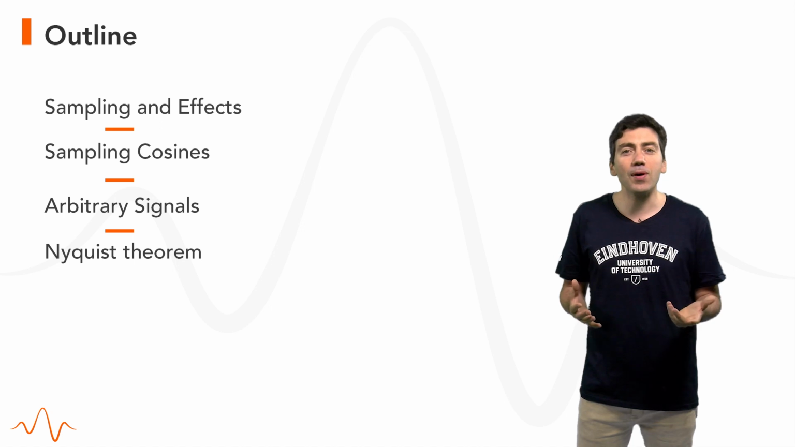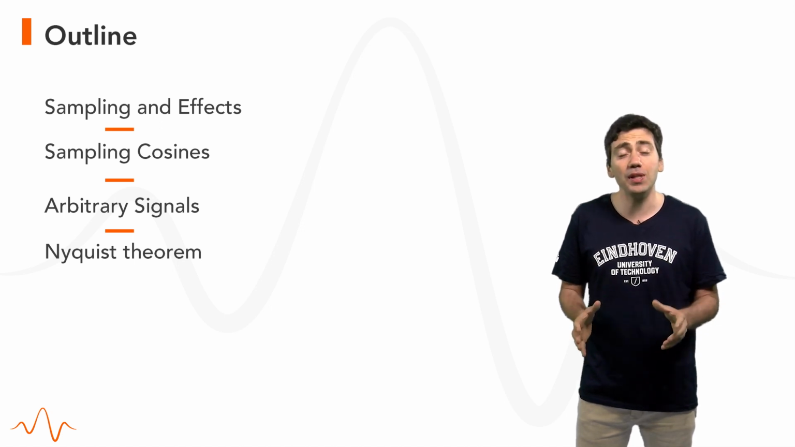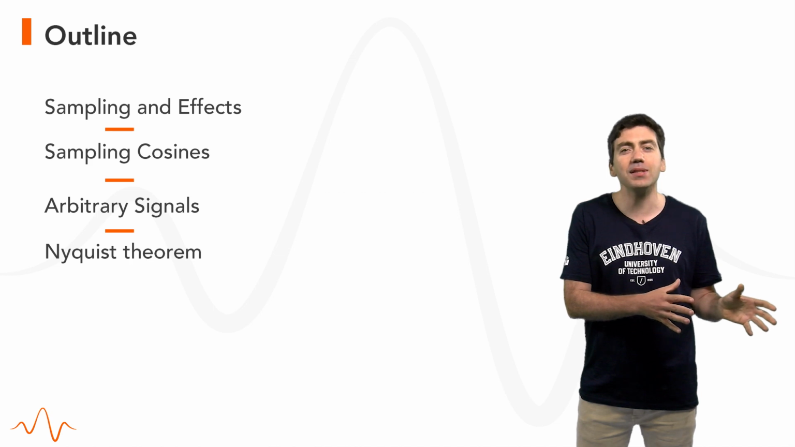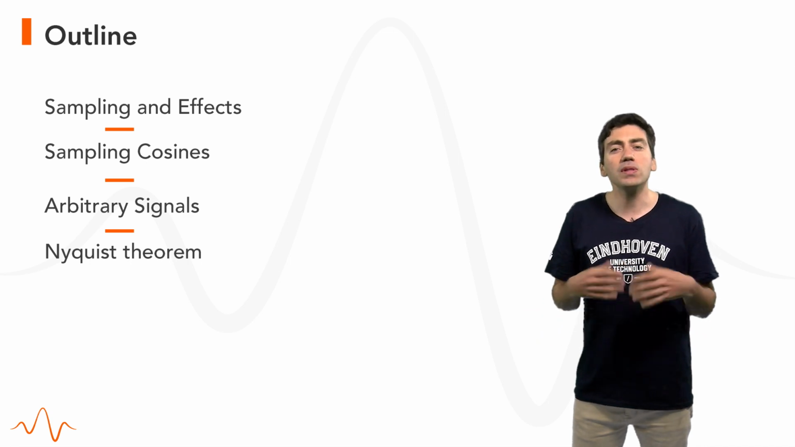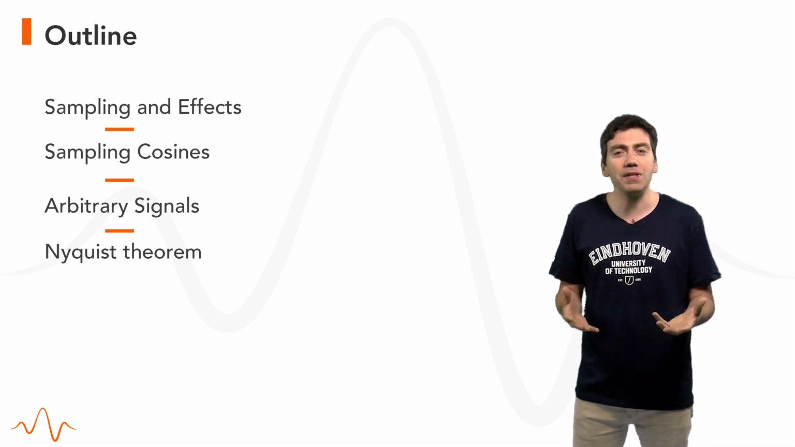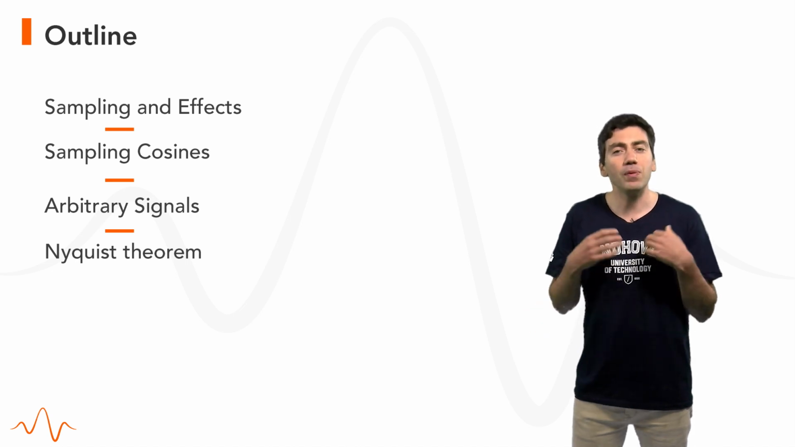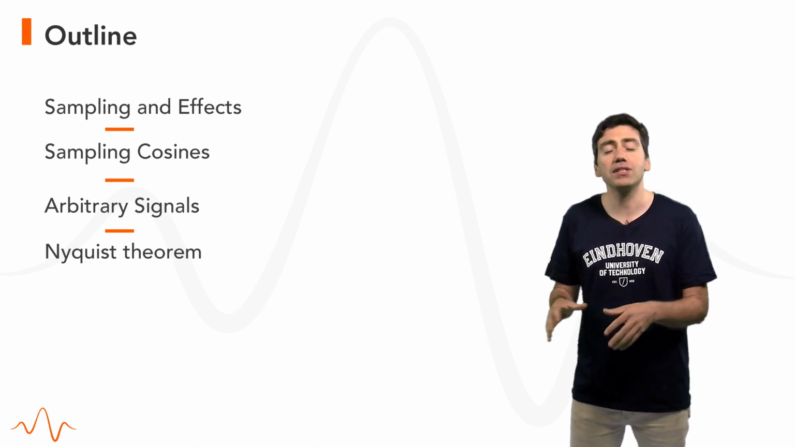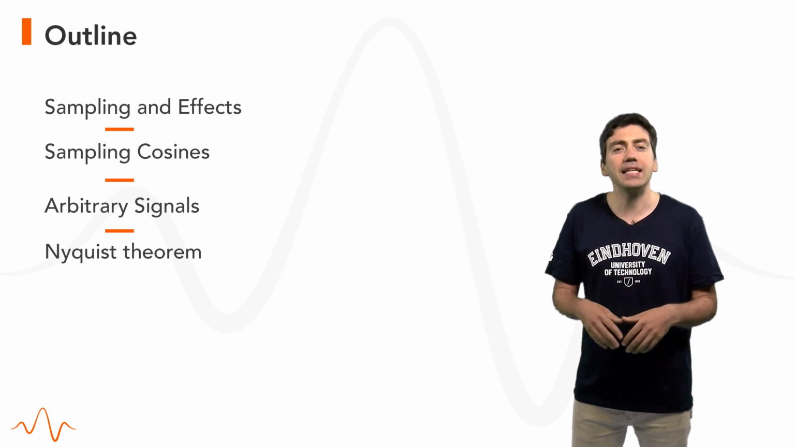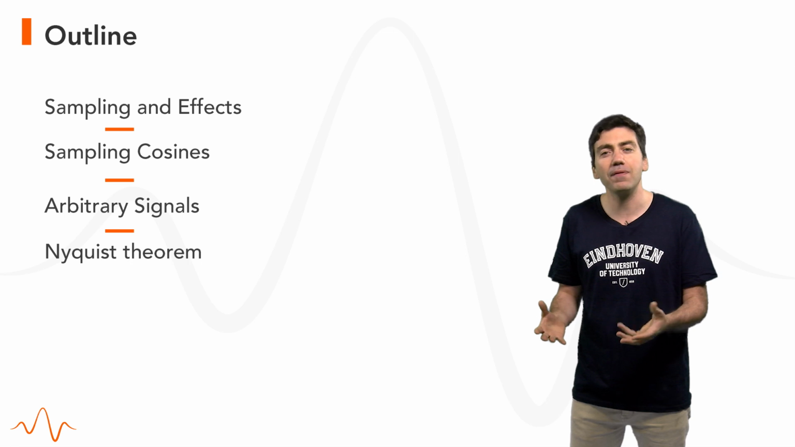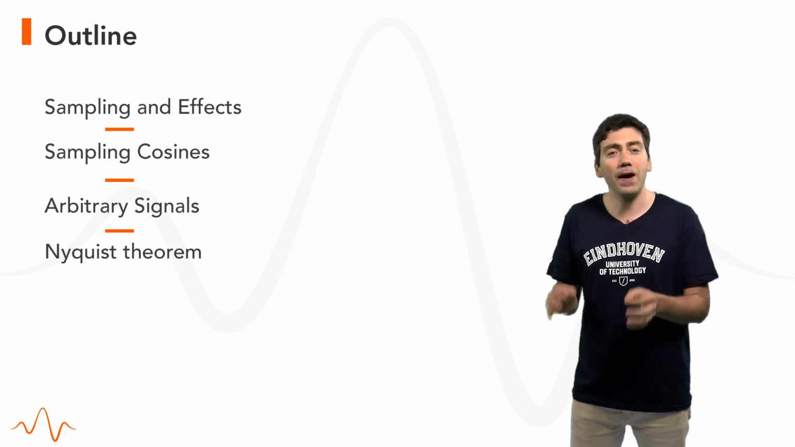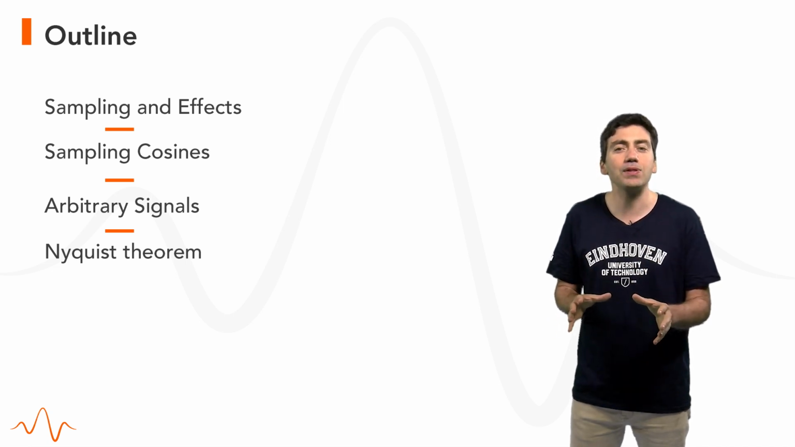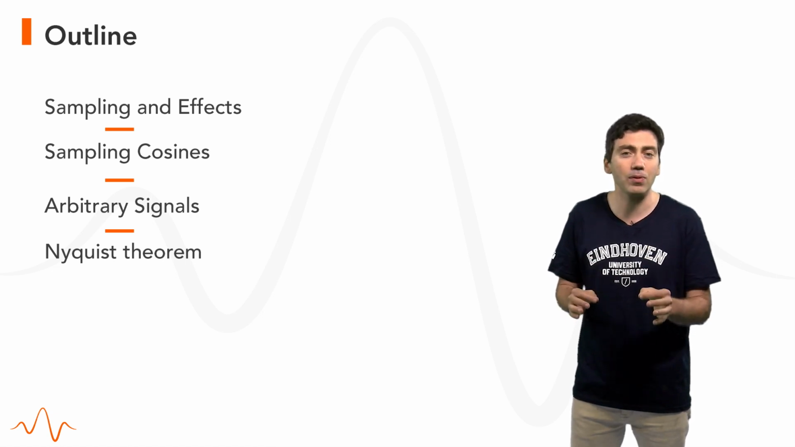In this video, we'll talk about the effects of sampling and the connection between Fourier transforms of continuous time signals and of sampled continuous time signals, which are discrete time signals. We will start with some motivation for sampling and some interesting effects that happen when we sample. Then we analyze one of the most basic functions, namely a cosine. After understanding the effects of sampling in the frequency domain for cosines, we will generalize our findings to arbitrary signals. Finally, we'll end with a celebrated Nyquist theorem that tells us what is the smallest rate that we can sample a signal and still be able to recover it.